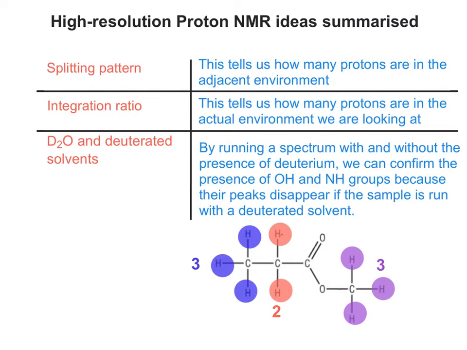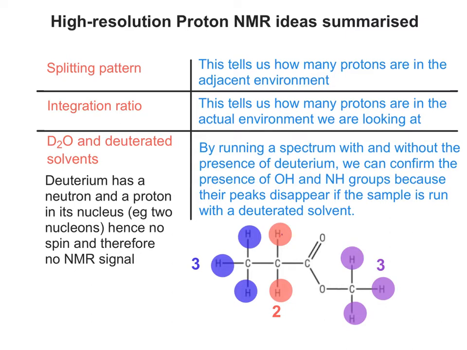So D2O, if you remember, is used to eliminate from the spectrum the presence of OH and NH groups. Because what happens is the peaks disappear if the sample is run a second time with a deuterated solvent. So remembering that deuterium, being an isotope of hydrogen, has an extra neutron in its nucleus, so it's got 2 nucleons instead of 1. So it's an even number. So hence no spin and therefore no NMR signal.